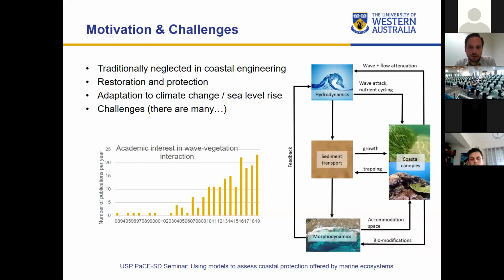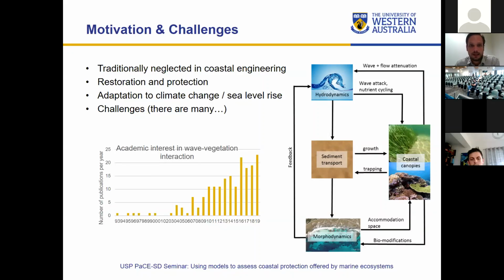There's a lot of questions around restoration and protection, because if you restore an area, there's a very strong connection with the wave conditions, for example, because if you try to restore something but then there comes a big wave and destroys it again, then there's no point. So there's definitely a lot of challenges there.